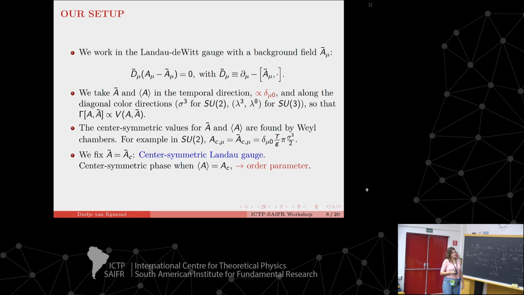And as you can see, this means that in the Landau gauge, where A bar is 0, this can never happen. So in the Landau gauge, this would always be 0. As I showed you, this 1-point function would always be 0, and this means that in the Landau gauge we are always in the broken phase.